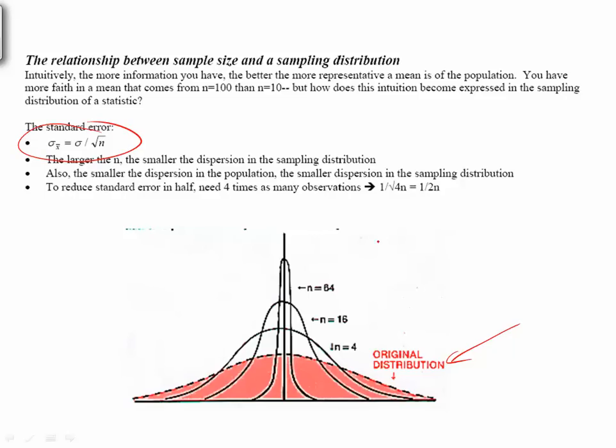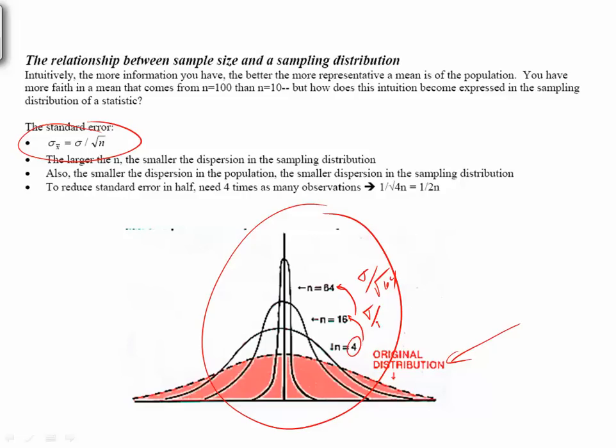And so we can see that in this figure. As n goes from 4 to 16 to 64, the standard error would be the standard deviation divided by the square root of 64, then by the square root of 16, and in this case by the square root of 4.